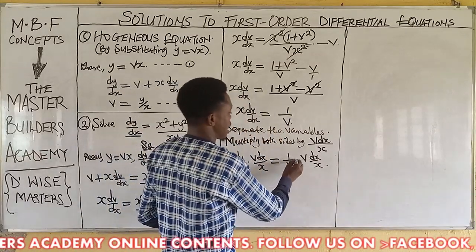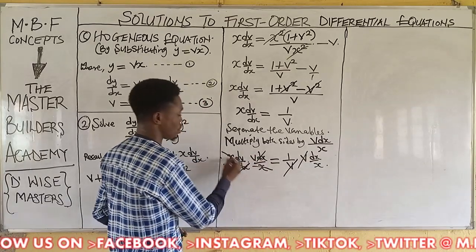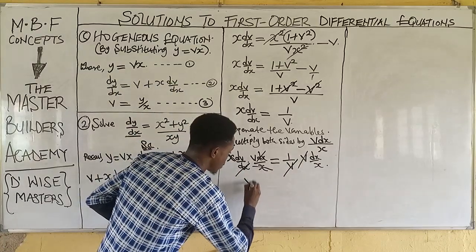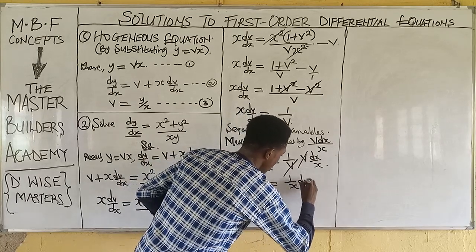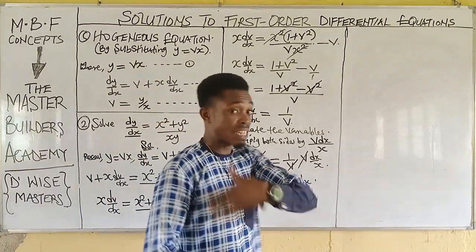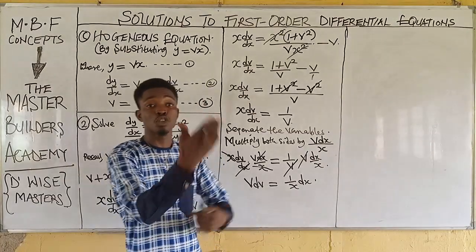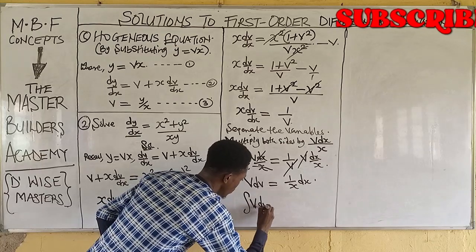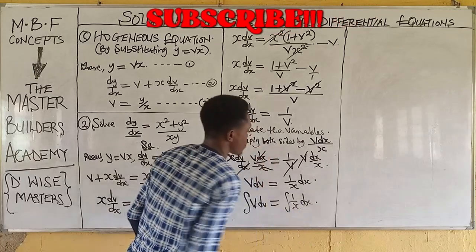All I need to do now is that this guy takes care of this guy, this guy takes care of this guy, and this other guy takes care of this. So guys, what do we have left here? All we just have here now is v dv is equal to what? 1 over x dx. And now that you have been able to separate v from x or vice versa, all you need to do is to integrate. And before we integrate, we have to introduce our integral. Therefore, we have the integral of v dv is equal to integral of 1 over x dx.